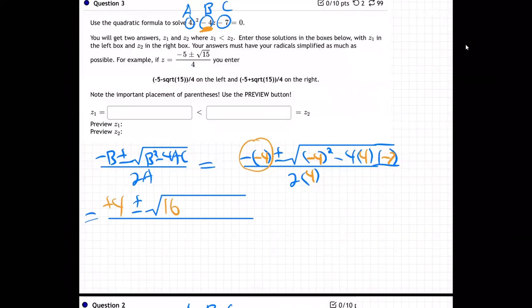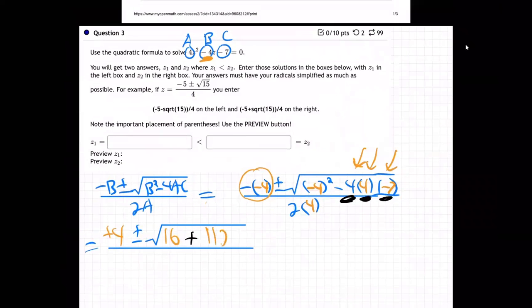Now watch your signs here. Count them carefully, right? We have negative, positive, negative. So 2 negatives makes positive. Then just use your calculator. 4 times 4 times 7. So 7 times 16. So I'll use my calculator. 112. Over 2 times 4 is 8 on the bottom.